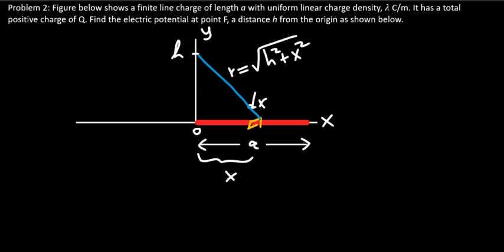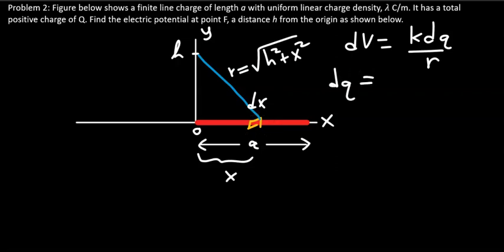So the contribution to the potential at this point from this element will be, let's call it dV, and it's given by the point charge expression k dq over r. Now what is dq? dq is the amount of charge contained in this element. In terms of dx, it's quite simply the linear charge density lambda times dx.